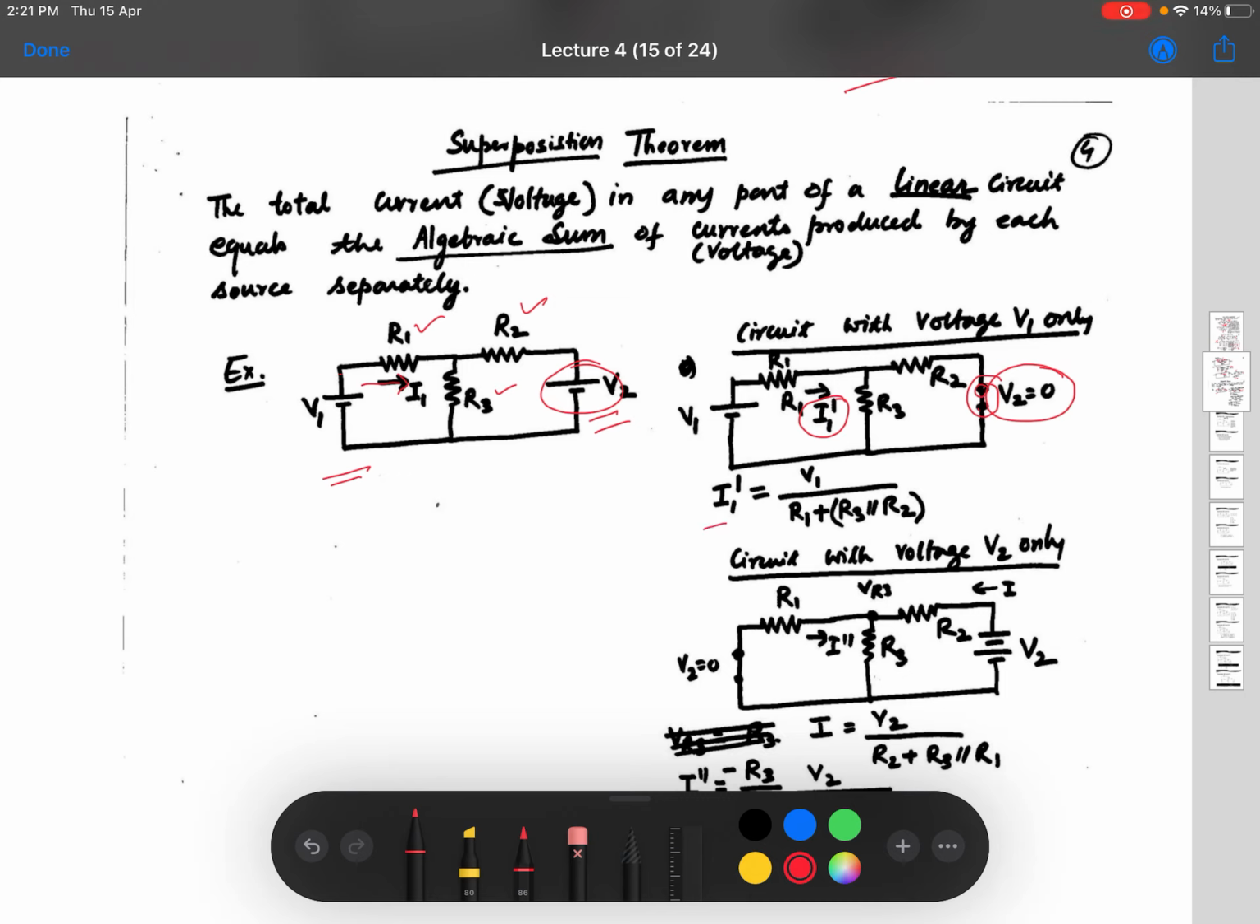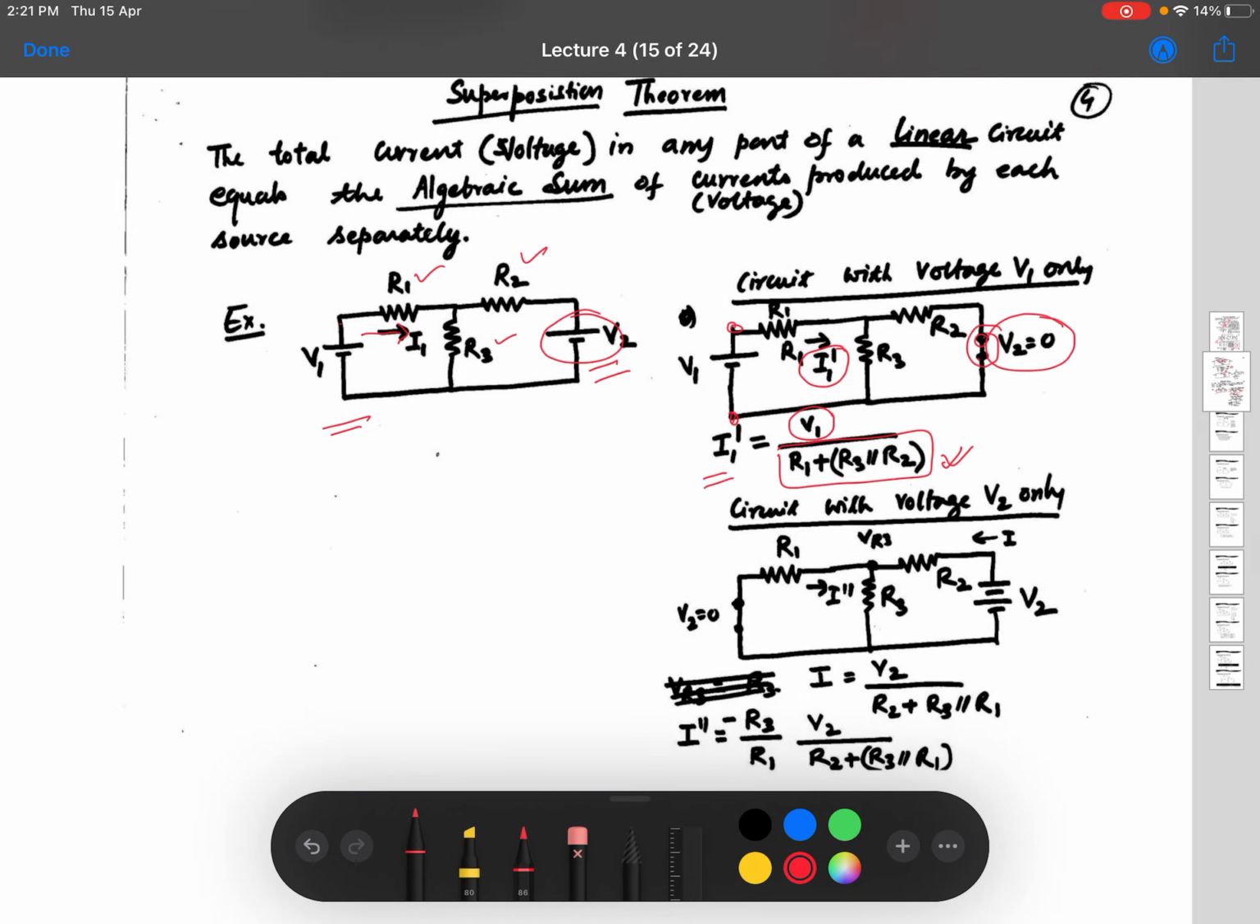And if you see, the circuit is quite simple now, and I can calculate I1 dash as equal to V1, that is the voltage, upon the combination of all the resistances, or the resistance of the circuit. And what is the resistance of the circuit across V1? It is basically R1 in series with the parallel combination of R3 and R2. That is what is written here, and you can find the value of I1 dash. That is with only V1 active, only one source active.